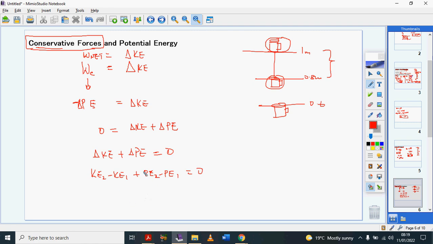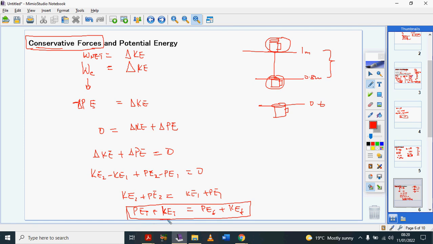If I take the negative values to the other side, then I'll have kinetic energy 2 plus potential energy 2 equal to kinetic energy 1 plus potential energy 1, if the 1 is initial and the 2 is final. So the initial kinetic energy plus the initial potential energy is equal to the final potential energy plus the final kinetic energy. Again, no one will ask you to prove this, but this helps us to see that if conservative forces are acting on the system, then the energy is always going to be conserved.